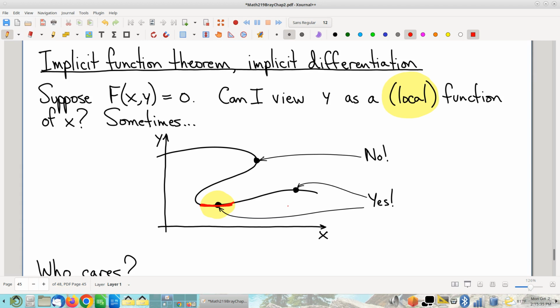In this sense of locally, in other words, looking just at that part of the curve alone, can I view Y as being a function of X? And notice that the function passes the vertical line test, no problem. Right? So even though Y is not globally a function of X, if I restrict my attention just to a little yellow ball here, then locally, y is a function of x. Does everybody see what I'm talking about there?